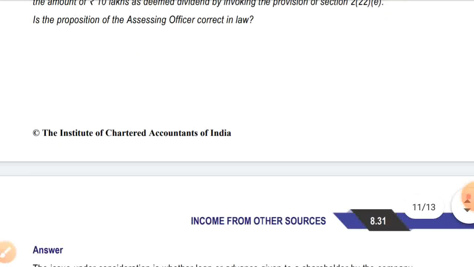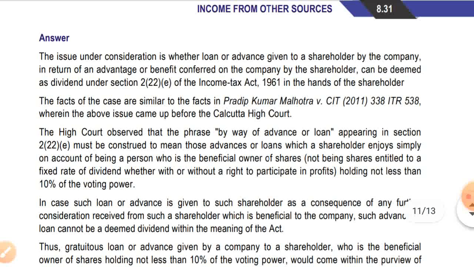So the answer is: the issue under consideration is whether loans or advances given to a shareholder by the company in return of an advantage or benefit conferred on the company by the shareholders can be deemed as dividend under section 222E of the Income Tax Act in the hands of shareholders. The facts of the case are similar to the facts in Pradeep Kumar Malhotra versus CIT, 2011, 338 ITR 538, wherein the above issue came up before the Calcutta High Court.